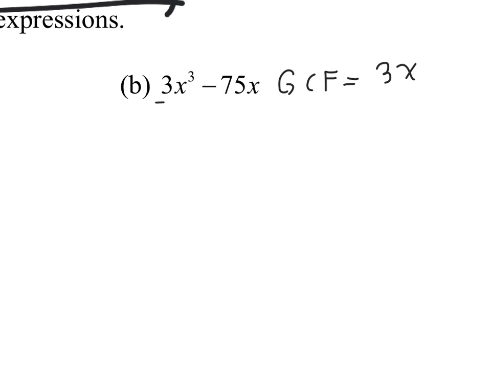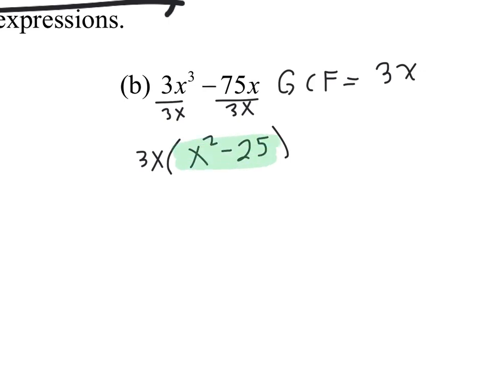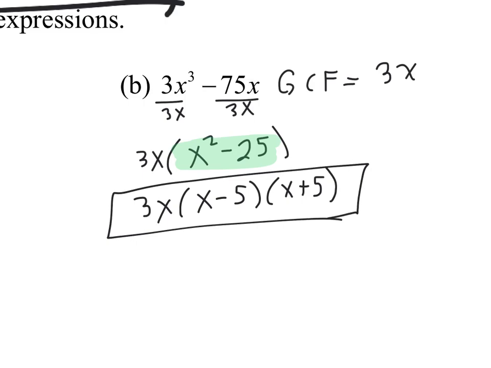This time 3x is found in both terms. So I divide both terms by 3x, and I end up with 3x times the parentheses x squared minus 25. This one's hard because I want you to recognize that this is a difference of two squares. So we're going to have 3x, x minus 5, and x plus 5. And this is completely factored. There's no more common factors.